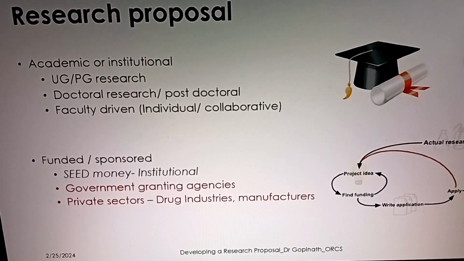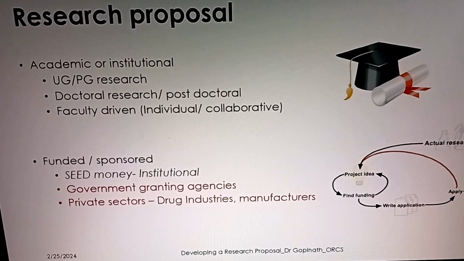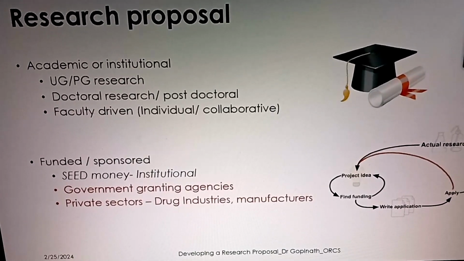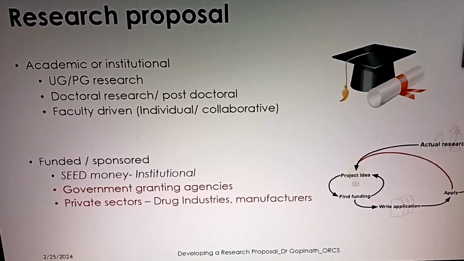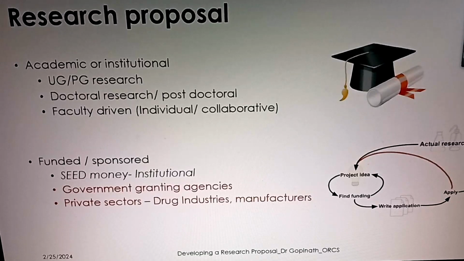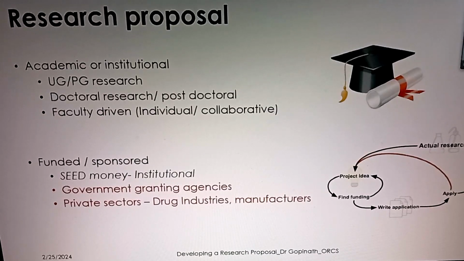When it comes to a funded or sponsored proposal, it is again broadly classified into three different types. First is the seed money provided by your institution, where an institution has some support for faculty members, and that can be converted into a proposal. Second, the government granting agencies support a lot of granting proposals, which I have listed in the subsequent slides. And third, private sectors, which basically involve drug industries and manufacturers. That is totally a different field, and it's not always written in that way.